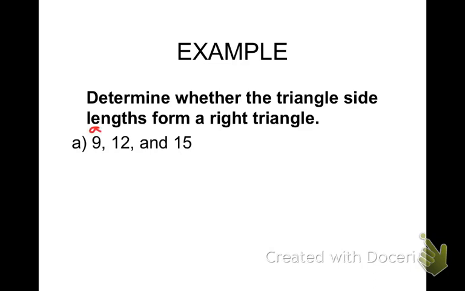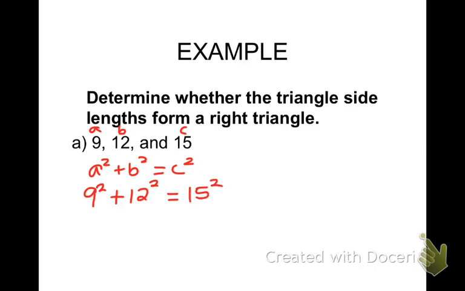So we're going to make this be A, this be B, and this be C. Most often, it's going to give you your numbers in increasing order, but if they don't, just be aware that you need to always make your largest one be the C. A and B doesn't really matter. Okay, so we need to check, does a squared plus b squared equal c squared? So 9 squared plus 12 squared, I want to know, does that equal 15 squared?